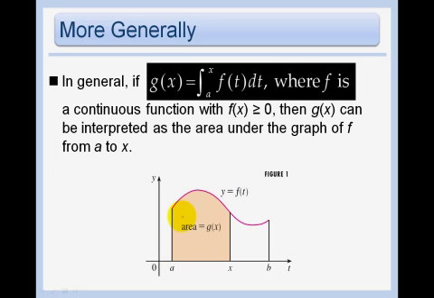In general, if g of x equals the integral from a to x of f of t dt, where f is a continuous function with f of x always greater than or equal to 0, meaning that my graph is always above the x-axis, then g of x can be interpreted as the area under the graph of f from a to x. And again, I just call this the accumulator function because as x gets greater, I'm accumulating more and more area.